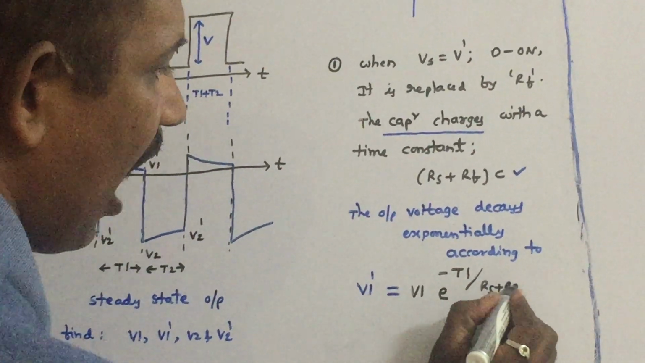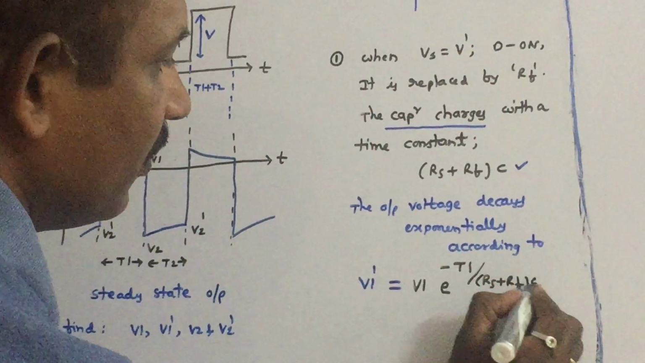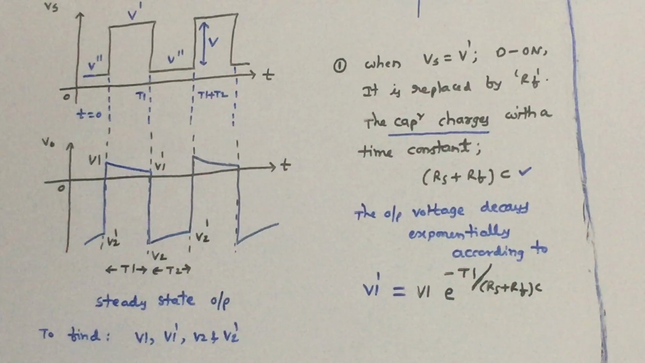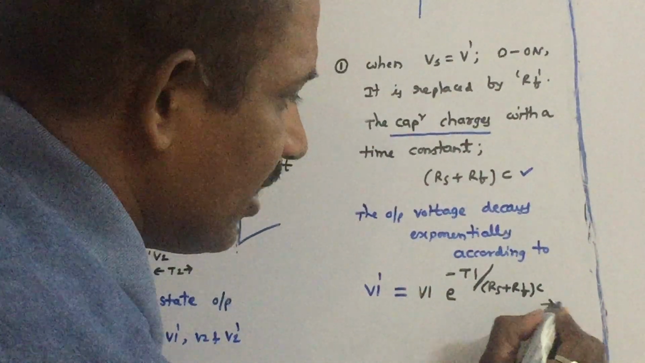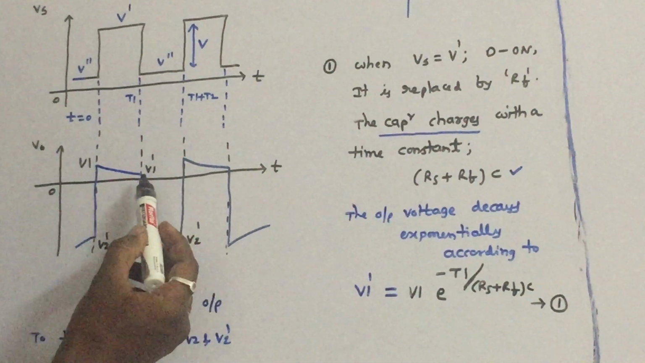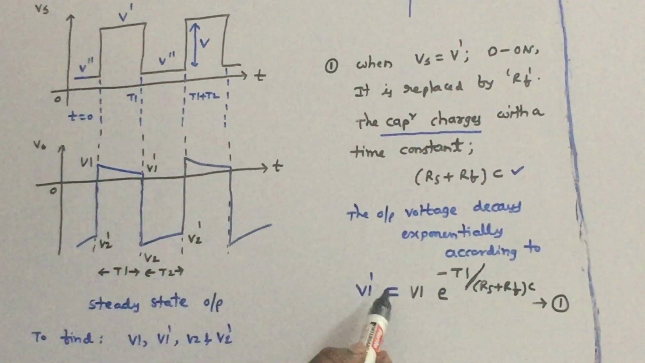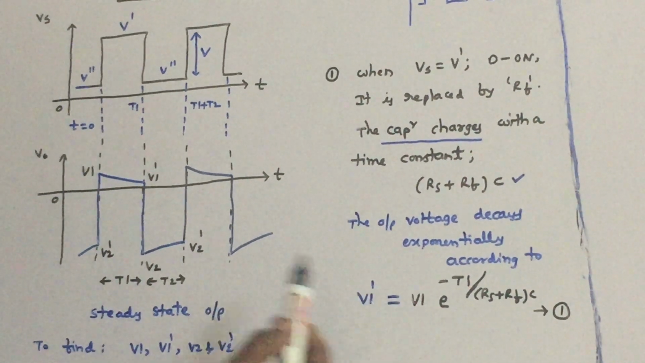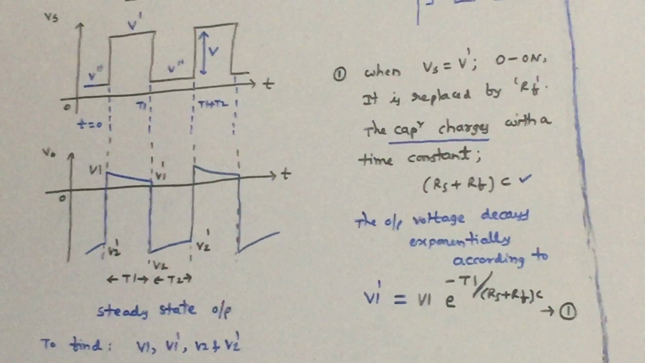Rs plus Rf into C. So this is one of the important equations. We call this equation 1. So this is the first point. The simple equation is V1 dash is equal to V1 into e power minus T1 by Rs plus Rf into C. So this is the first point you have to remember.